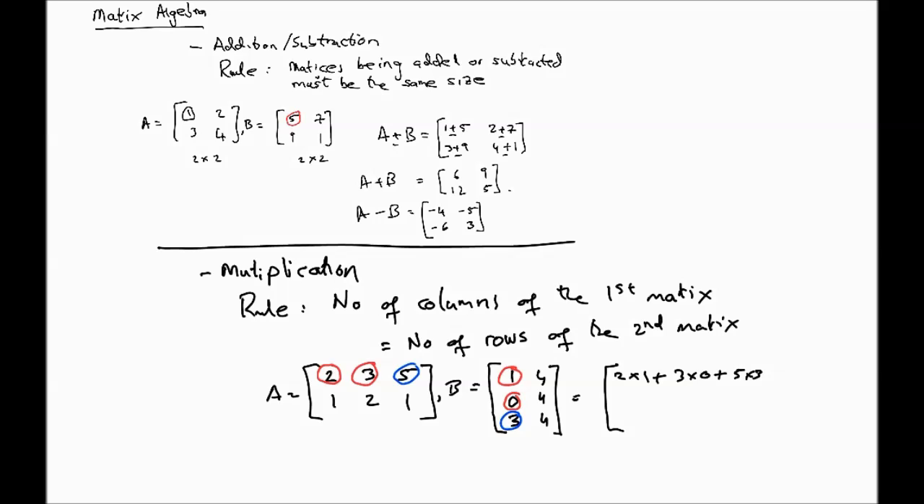You might be thinking, why did I color the first two red and the last one blue? Whatever. Anyway, so 2 times 1 plus 3 times 0 plus 5 times 3. So we just do that sum, and that's the first element in the product matrix, or in other words, in AB.